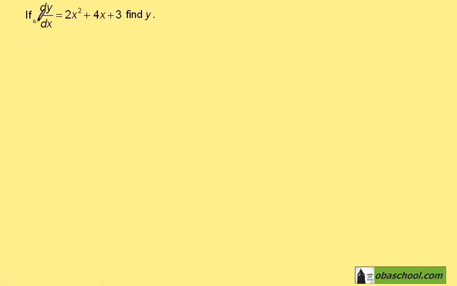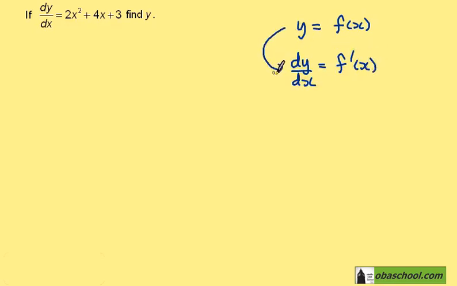If the gradient function dy/dx is 2x² + 4x + 3, we want to find an expression for y. If y is some function of x, we know that we can get the gradient function dy/dx by a process of differentiation. So differentiating y gives us dy/dx.